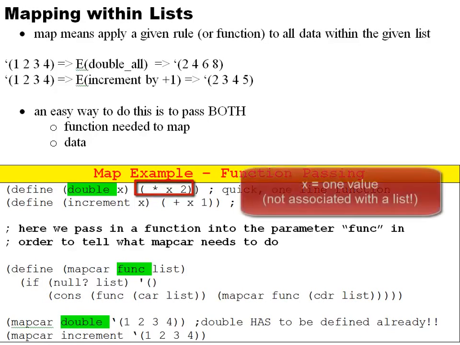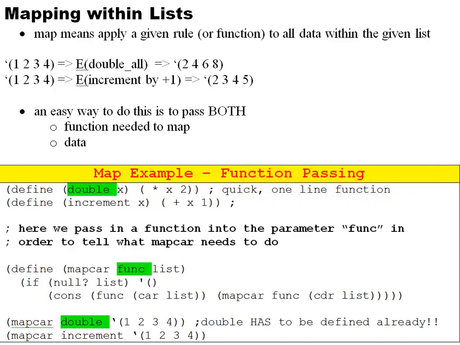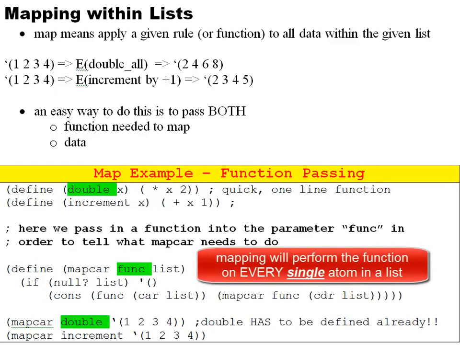Same thing for increment. When we move on to doing our mapping, it's going to use that function for every single atom or element in the list. So that's why we don't have to worry about double and increment accepting lists, because it's going to perform double or increment on every single item in the list.